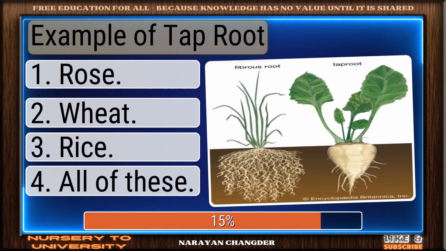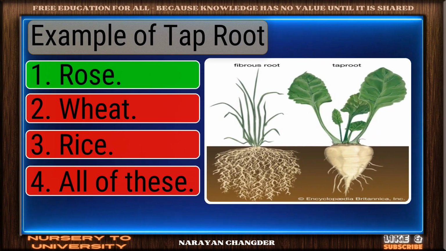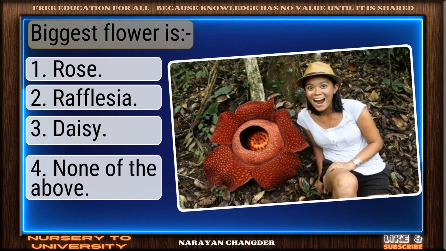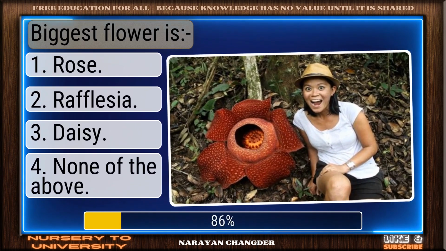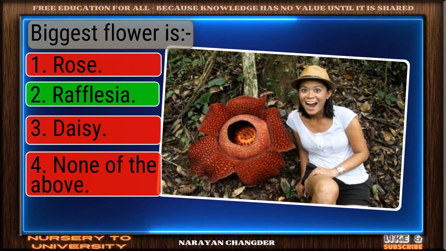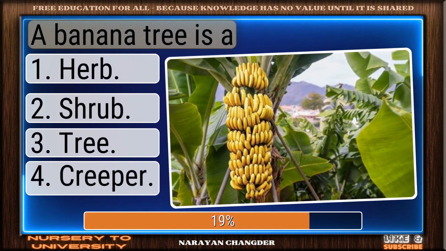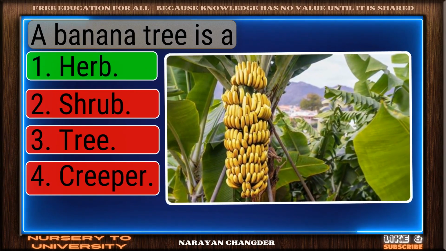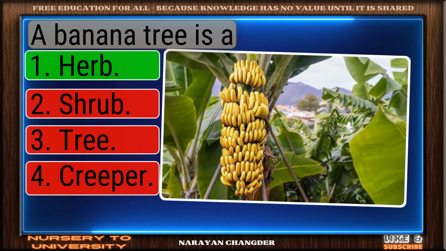Example of taproot. Perfect. Rose is the correct choice. Biggest flower is... On track. Rafflesia is the correct answer. A banana tree is a... Correct response. Herb is the most accurate answer.